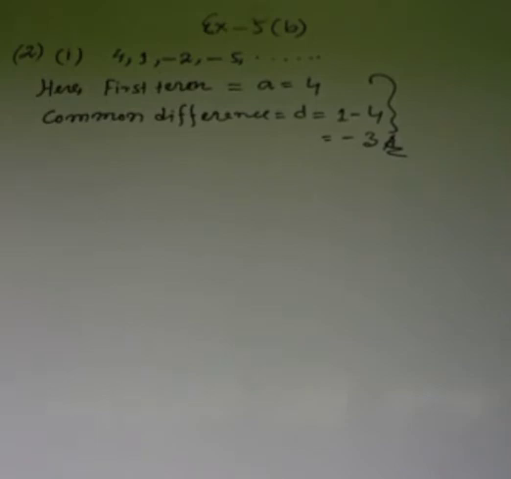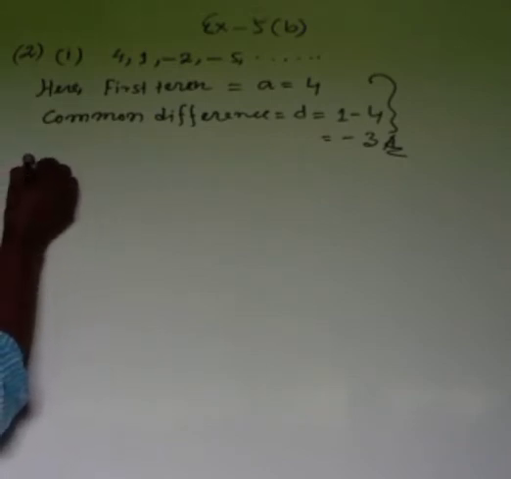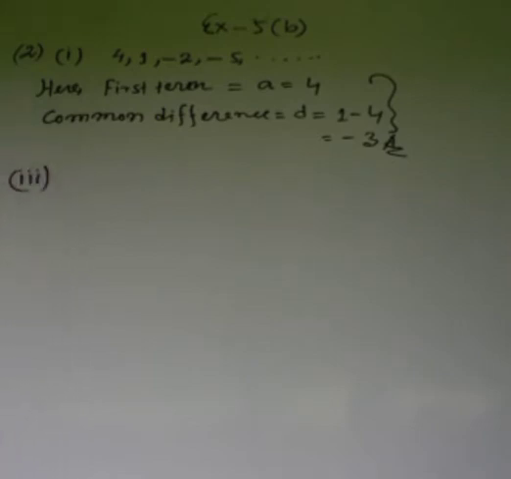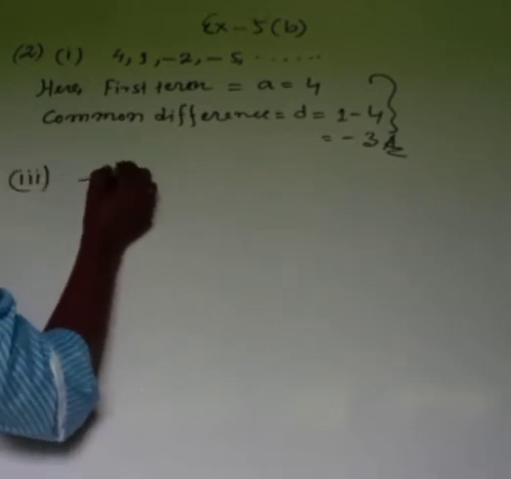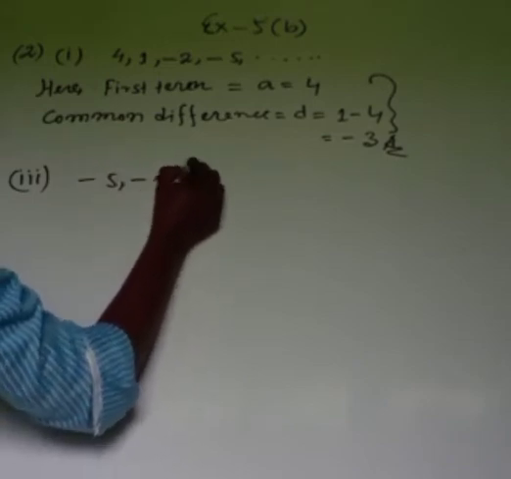So if you do second minus first, the second term is 1 and the first term is 4. So 1 minus 4 equal to minus 3. So we got the answer: a equal to 4 is the first term, and common difference d equal to minus 3.